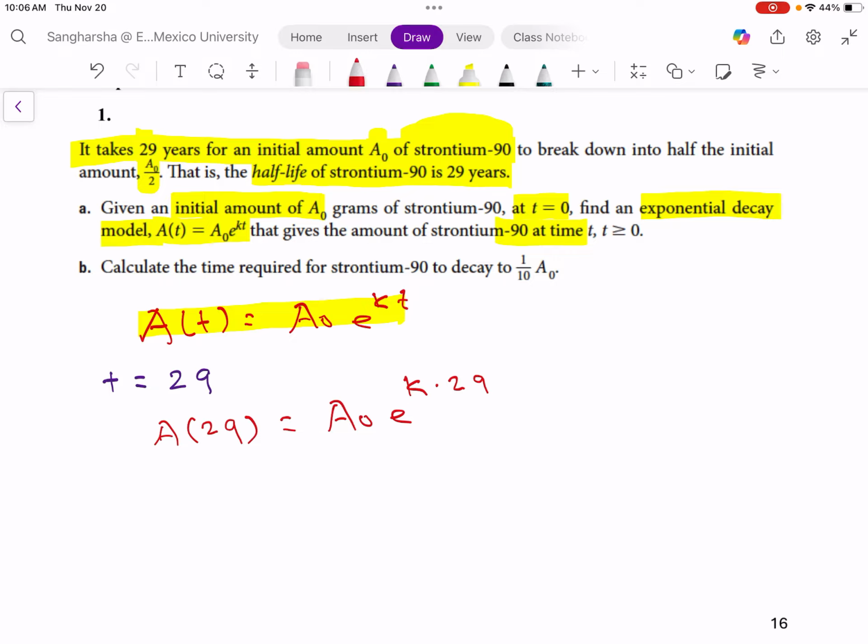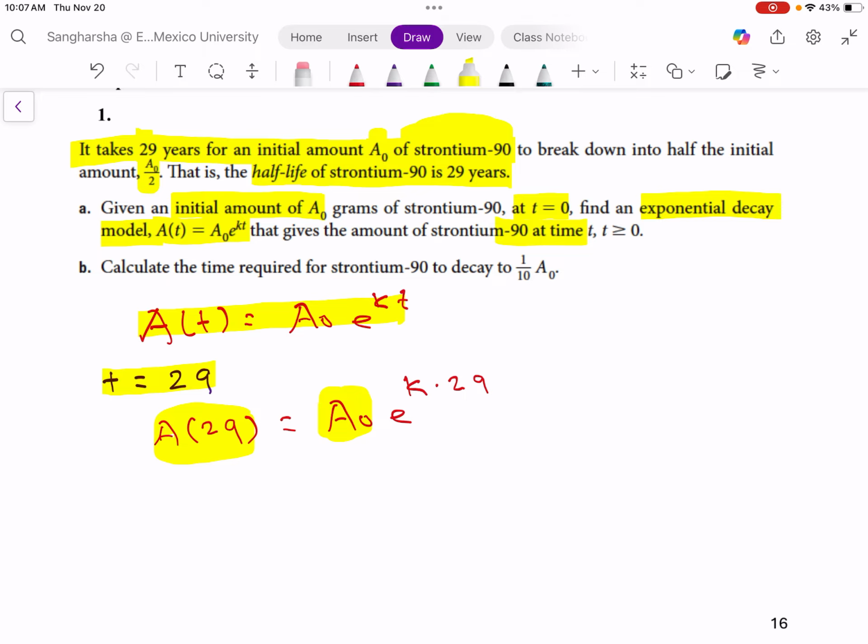So here we have A naught as the amount of strontium, the original amount that we have right now. Now after 29 years, what will be the amount of the same element? Half, right? It will be exactly half. So what is half of A naught? A naught over 2, right?